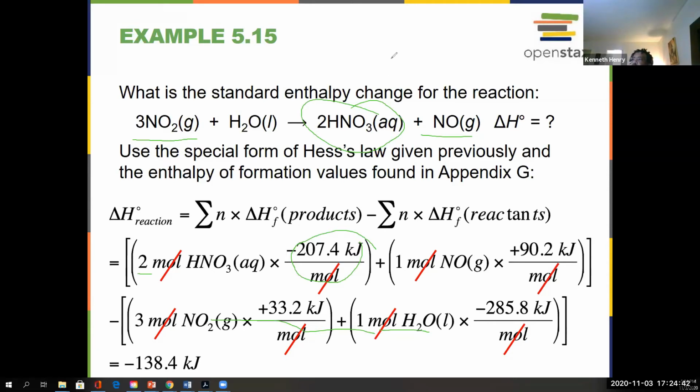Okay, so let me think of a chemical equation here. Well, let's do this.